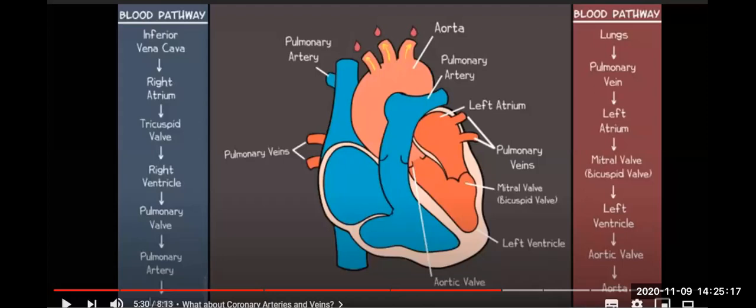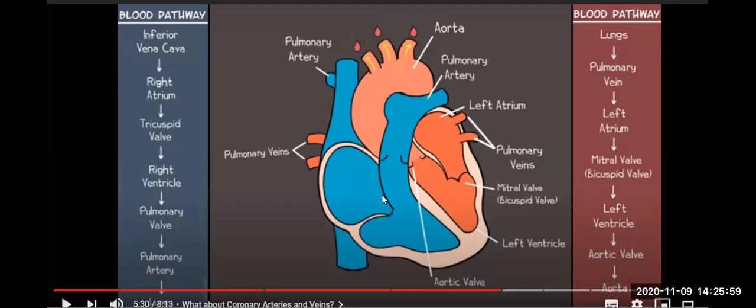Now see, what makes this contract and expand? You see these skin-colored muscles. This is a special type of muscle called cardiac muscle, or cardiac tissue. So in the heart, we have a special type of tissue called cardiac tissue, and the role of that muscle is just to keep on contracting and expanding.